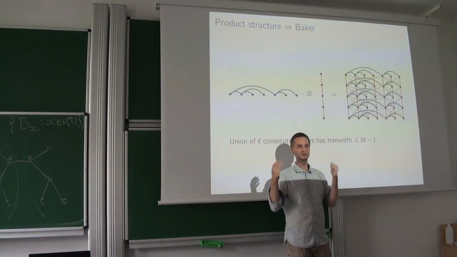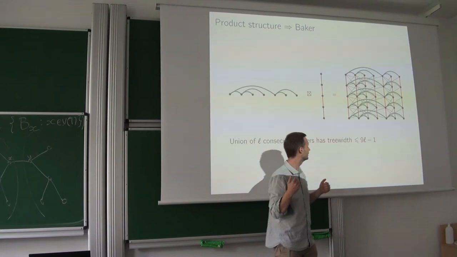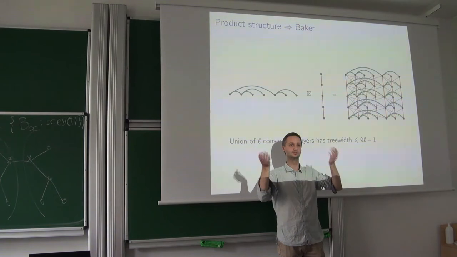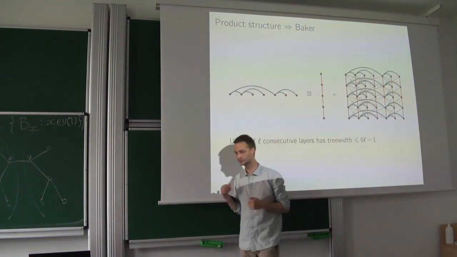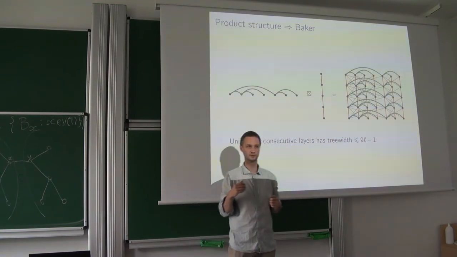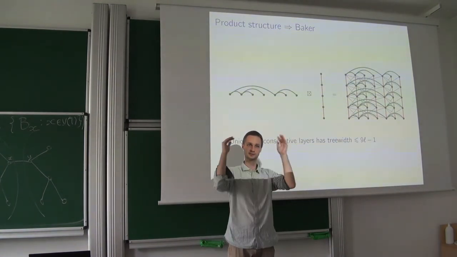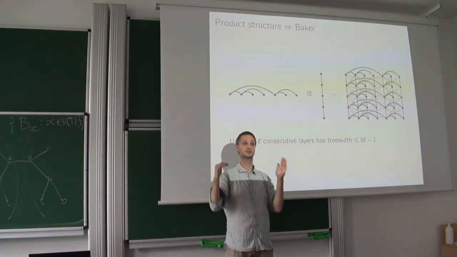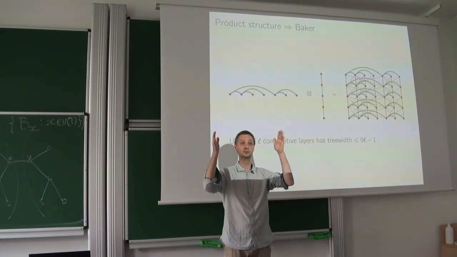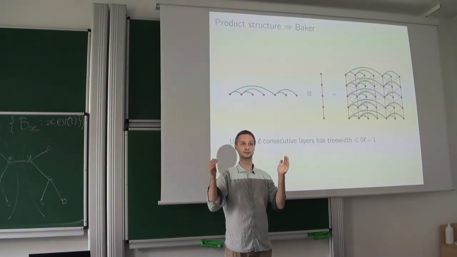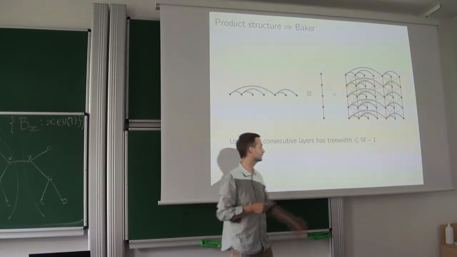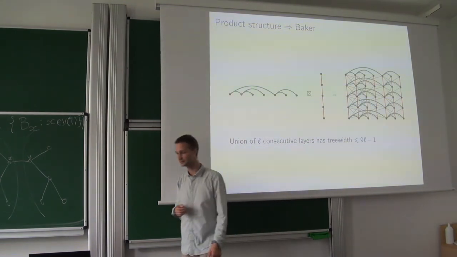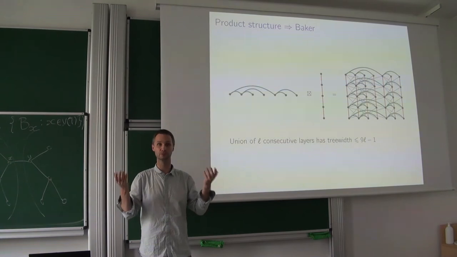And how does the width change? Well, imagine that in your 3D composition of H, every bag had size at most 9. To take a concrete example, that's what we get from the product structure theorem, the first version at least. That's why you have treewidth at most 8, because every bag has size at most 9. Now this can be lifted to a 3D composition of L consecutive rows, so that every bag has size at most 9 times L. Then that graph has treewidth at most 9L minus 1. But the 9 is not important. The point is that if you take L consecutive rows, you have treewidth big O of L.